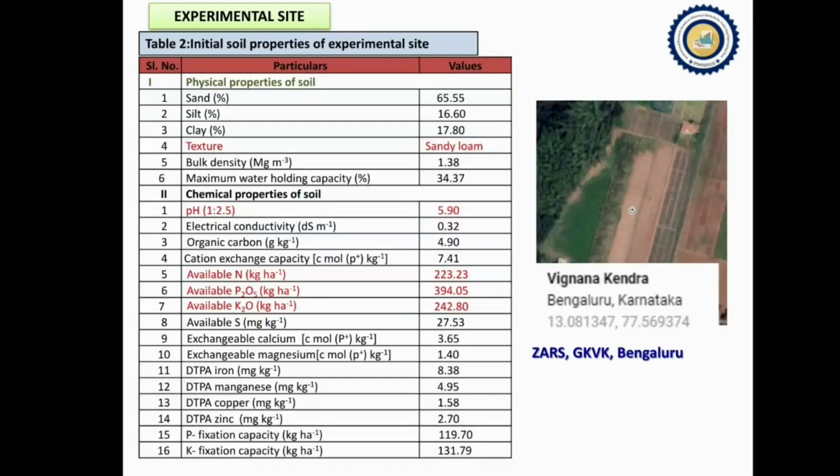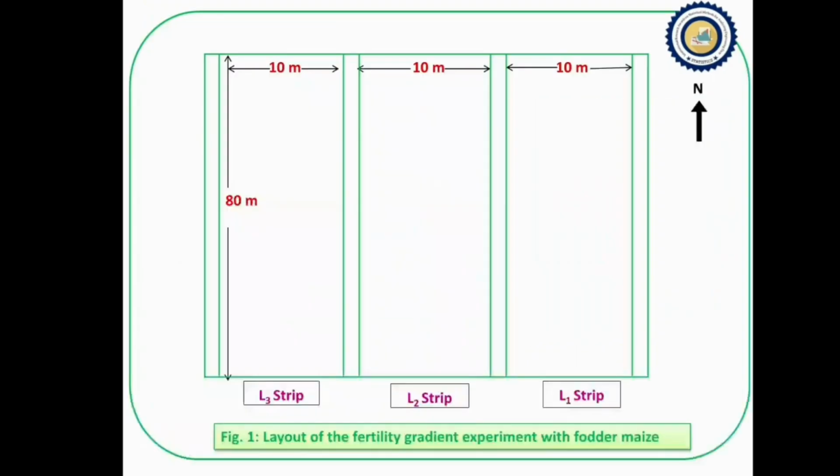As I mentioned, the experiment was conducted at the Zonal Agricultural Research Station, UAS Bangalore, and this table represents the initial properties of the experimental site. All the parameters were congenial, and the texture was sandy loam.